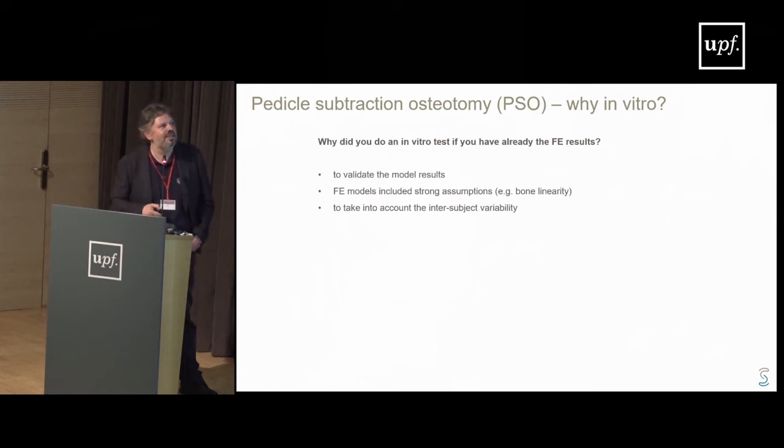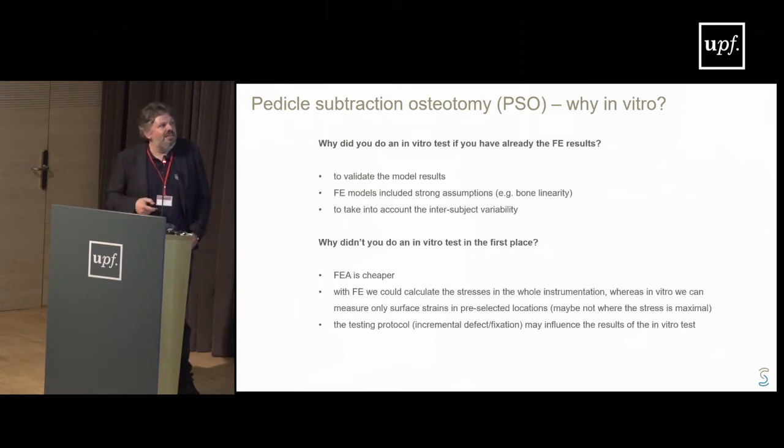Another reason is to take into account the intersubject variability. The model was one subject. In this study, we were able to get 7 spines. So we are able to perform some statistics to see if what we get in one patient can be generalized to other patients. Next question is, why didn't you do this in vitro study first? It seems to be so much better. It's not better, but FEA is cheaper. If you start with no money, the easiest way is to start with a model, and then let's see how it goes with time. If we get money, you do it again, or otherwise not.